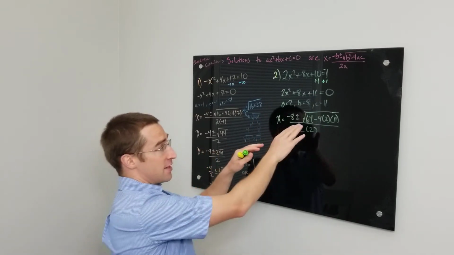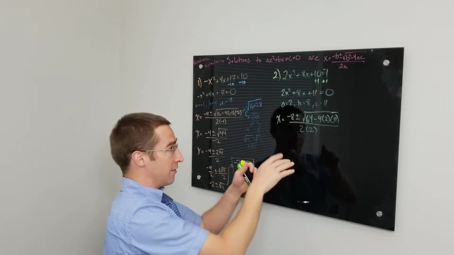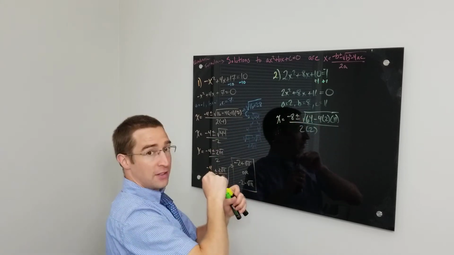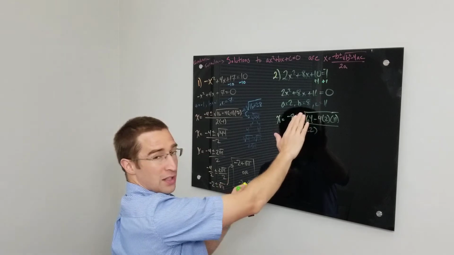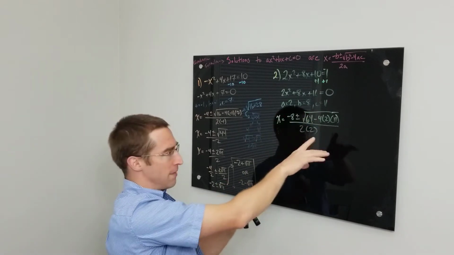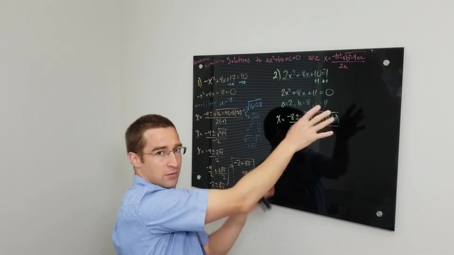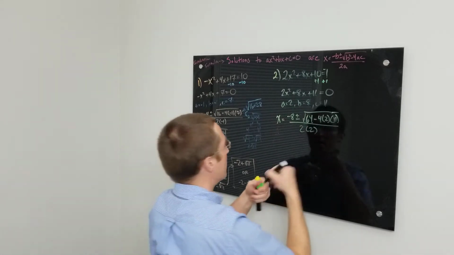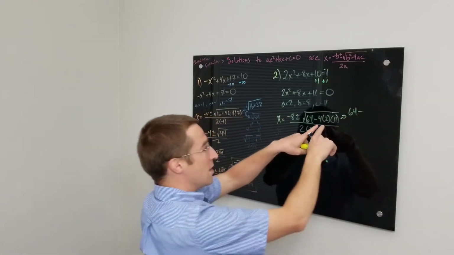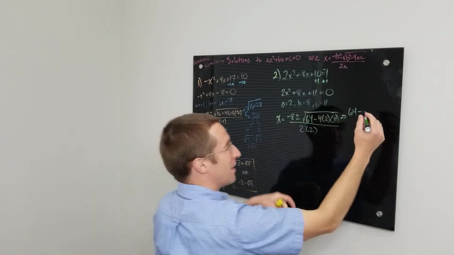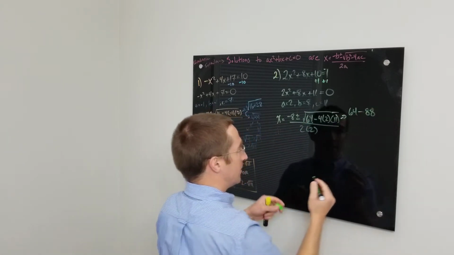So I'm going to look at this 64 minus 4 times 2 times 11. I'm going to say, well, what's 4 times 2 times 11? Just like I did here, 4, 2, and 11 are all positive, so I'm just going to keep it as a minus sign, so I'm subtracting the product of three positive things. So this is going to give me 64 minus 4 times 2 is 8, 8 times 11 is 88.